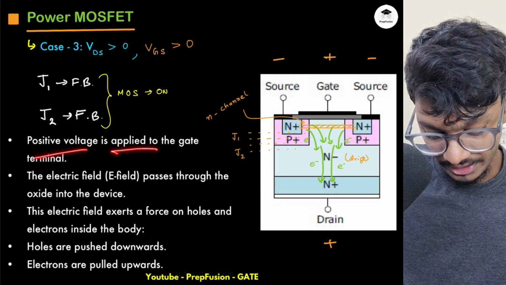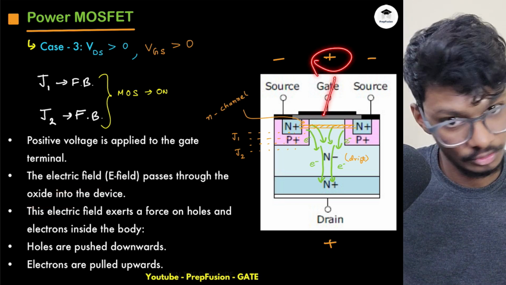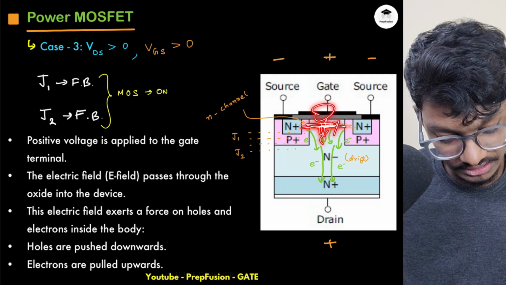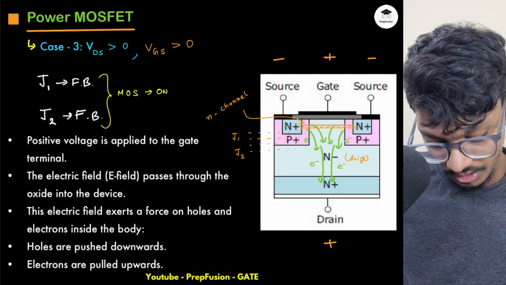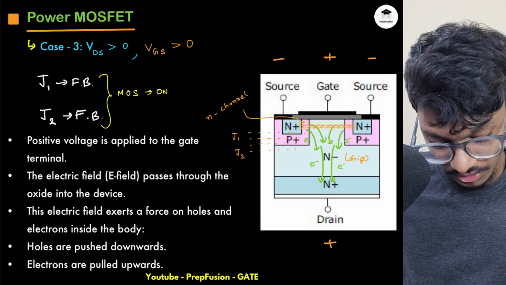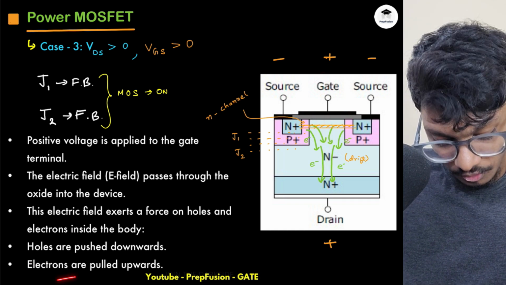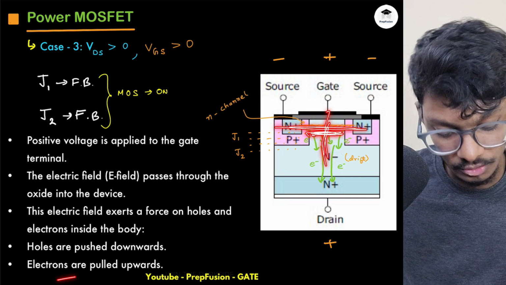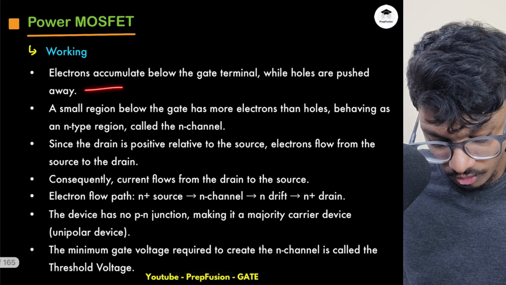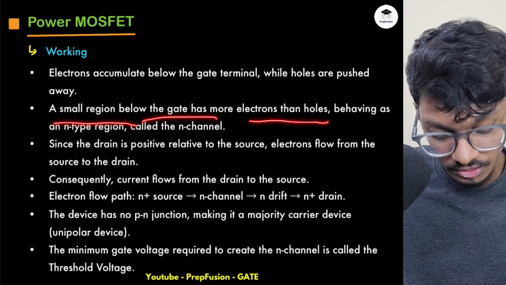So basically, positive voltage is applied to the gate terminal and the electric field passes through the oxide into the device. Due to the electric field no current flows, but we generate an electric field, and due to that field the electrons present over here form a channel. This electric field exerts a force on the holes and electrons inside the body. Holes are pushed in the opposite direction and electrons are pulled upwards, so due to these electrons a channel is formed. Electrons accumulate below the gate terminal while holes are pushed away. As I explained, a small region beneath the gate has more electrons than holes, behaving as an n-type region.